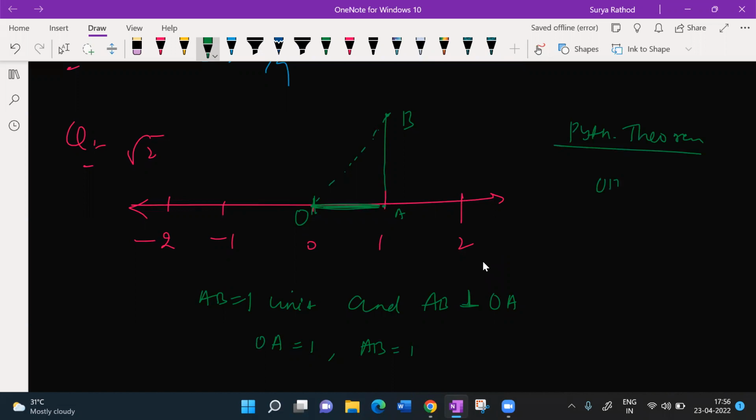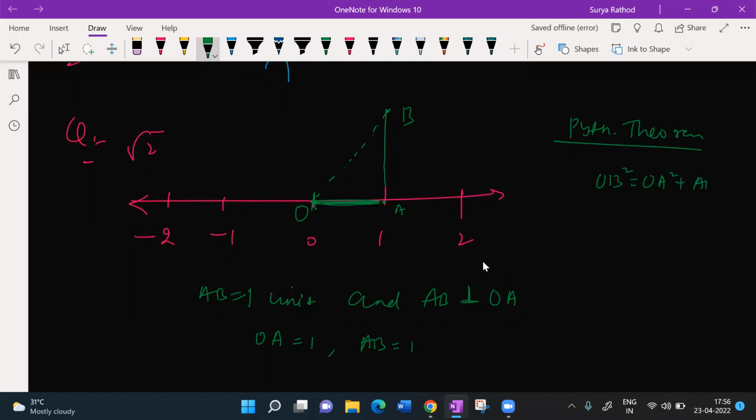Like, OA square plus AB square. Just a minute, one second. I'm just telling you an idea of how to plot the number line. Okay, OB square. How much? We need to find that out. OB is equal to the square root of OA square plus AB square. Quite simple.